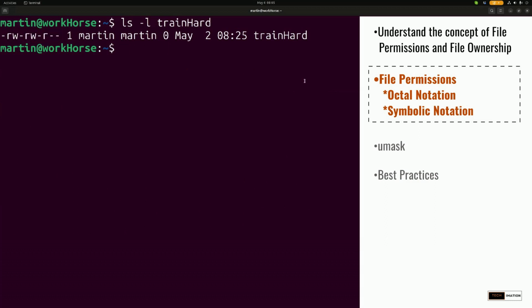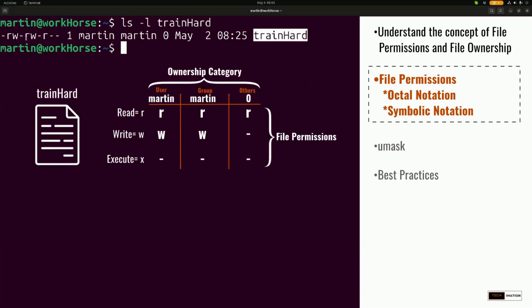Let's look at the permissions on this file called train hard. RWX. Read, write, and execute. In this case, it is a read, write, and dash. This means that the user, the owner of the file, this guy, has read permissions on the file, write permissions on the file, and no other permission on that file. He does not have the execute permission on that file. The group to which that file belongs has a read, a write, and no other permission, does not have the execute permission on that file. That's this group, right?